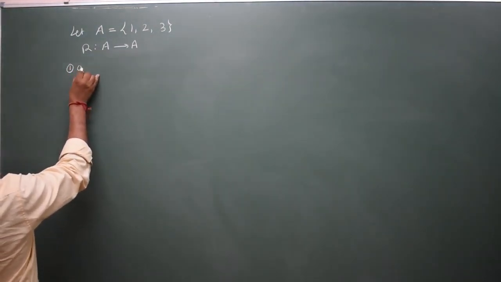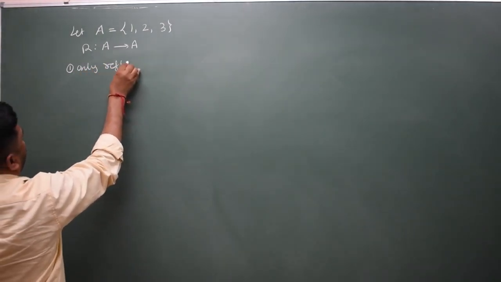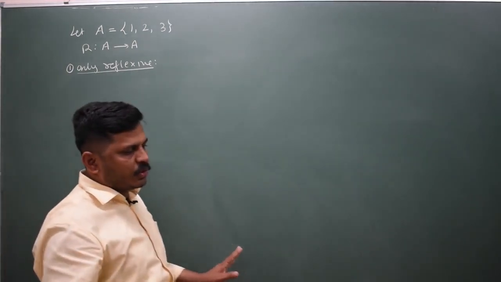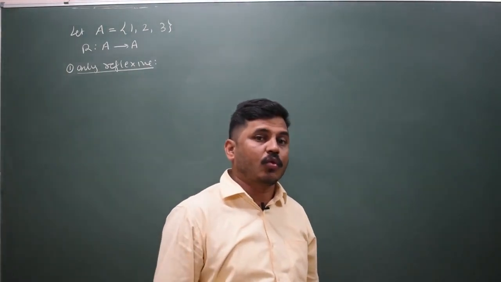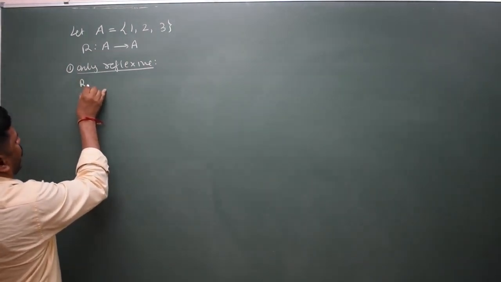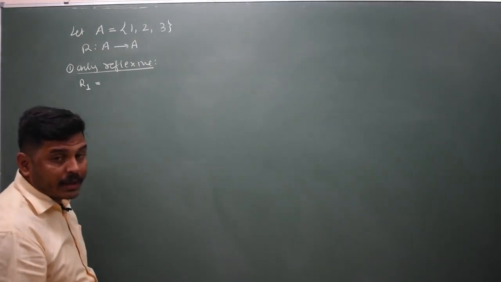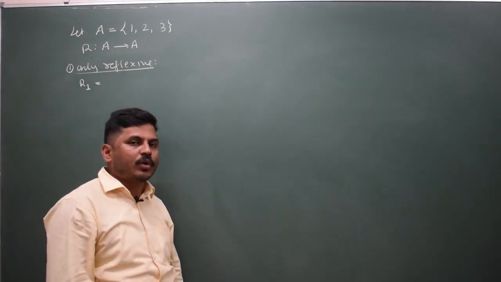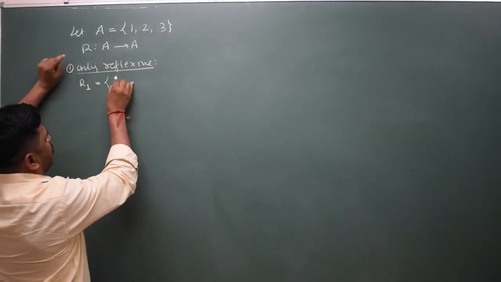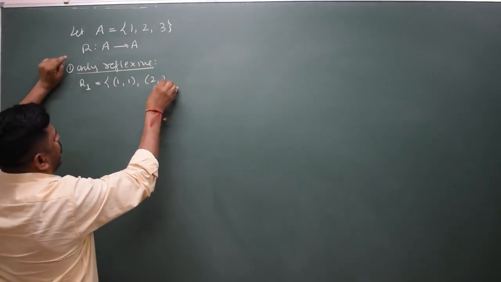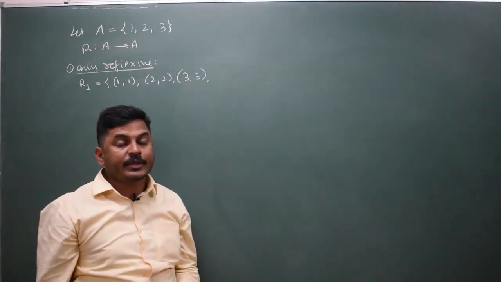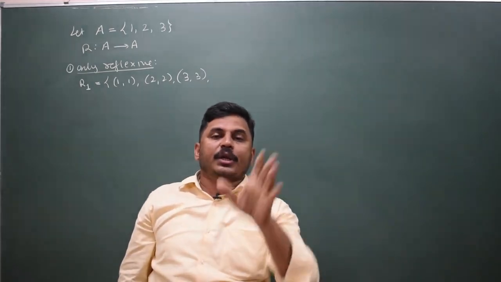First one, only reflexive. It should not be symmetric, it should not be transitive, only reflexive. So can I write it as, say, R1, relation 1, only reflexive. I have said what should be there for it to be only reflexive. Each element should be related to itself, that is 1 must be related to 1, 2 must be related to 2, 3 must be related to 3. Of course this is the smallest reflexive relation.